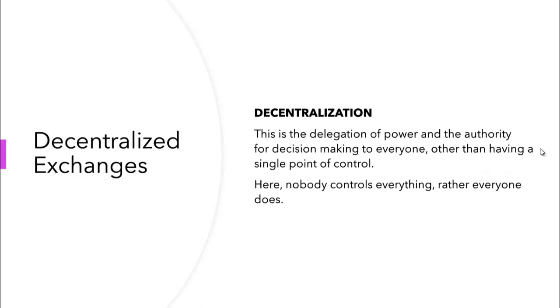So decentralized exchanges. What exactly are decentralized exchanges? What exactly is decentralization? Just the opposite of centralization. It is the delegation of power and the authority of decision making and management to everyone, rather than having a single point of control. Here, nobody controls everything, rather everyone does. Basically, that is decentralization for you. That is the beauty of the blockchain, right?